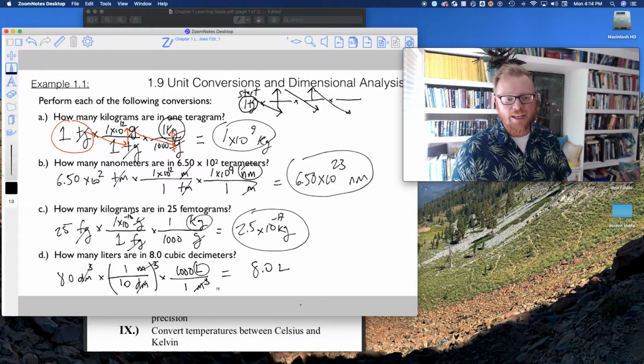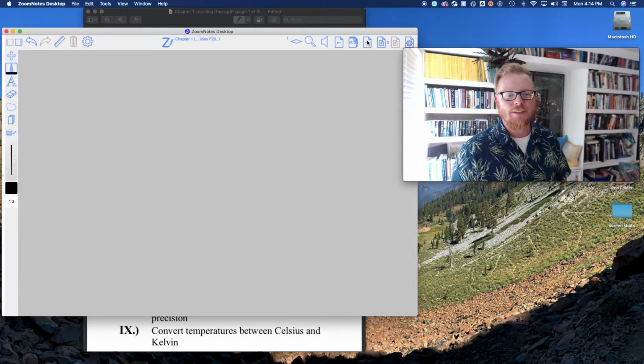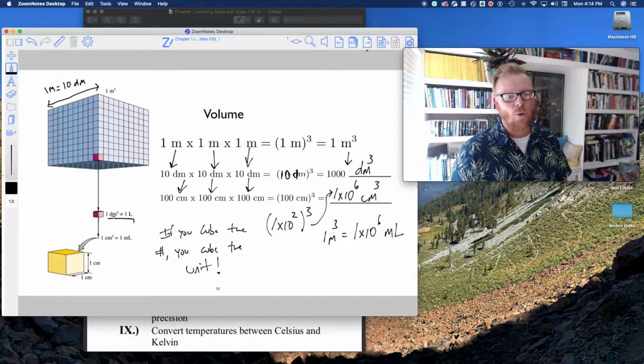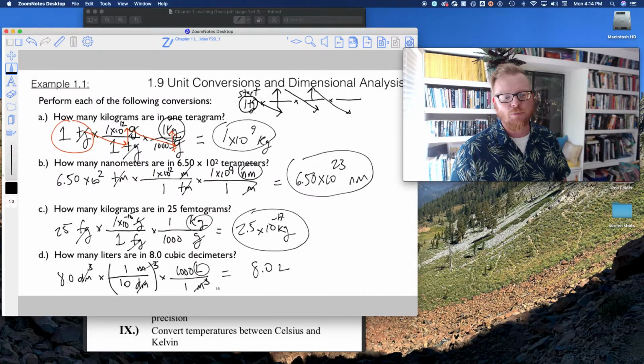When I do that, I get 8.0 liters. So maybe you remember this sneaky little thing here, 1 cubic decimeter equals 1 liter. That's all we did. We just proved that, right? We got 8.0 cubic decimeters is 8.0 liters, when I do 8.0 times 1,000 divided by 10 to the power 3, because 10 to the power 3 is 1,000.